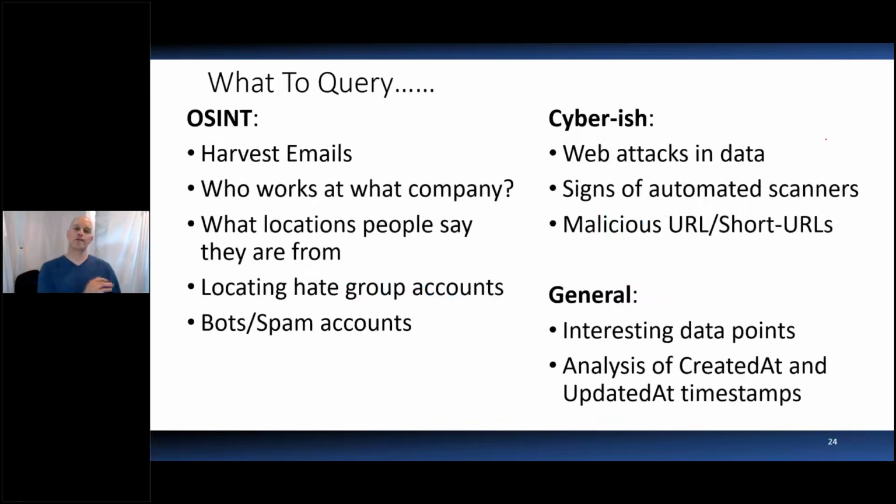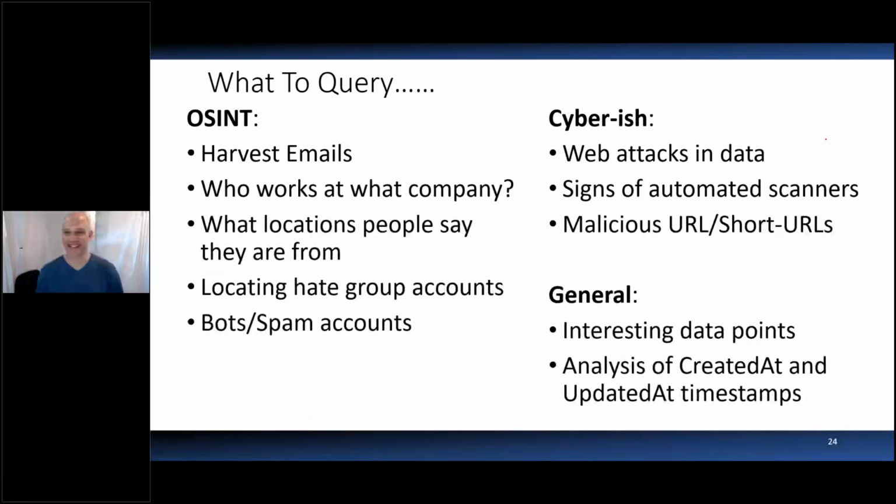So from an OSINT perspective, what would you do if you had access to all of these records? Well, obviously we can harvest emails. We can look at whose work says that they work for what companies. We can look at the locations that people say they're from and combine that with other things like what companies they work for. Heck, we can even look for hate groups. If you know that there are certain words or terms that people promoting hate and violence against other people use in their bios, in their usernames, in their blogs, we can search through this for that. And then there's the bots and spam accounts, which I was like, I finally get to analyze things with bots.